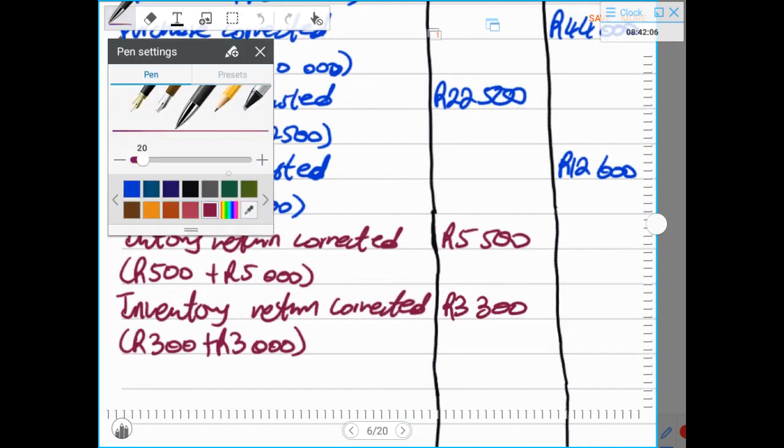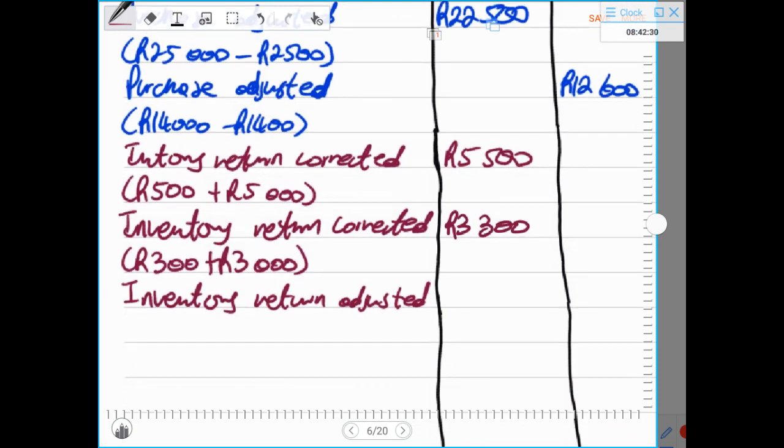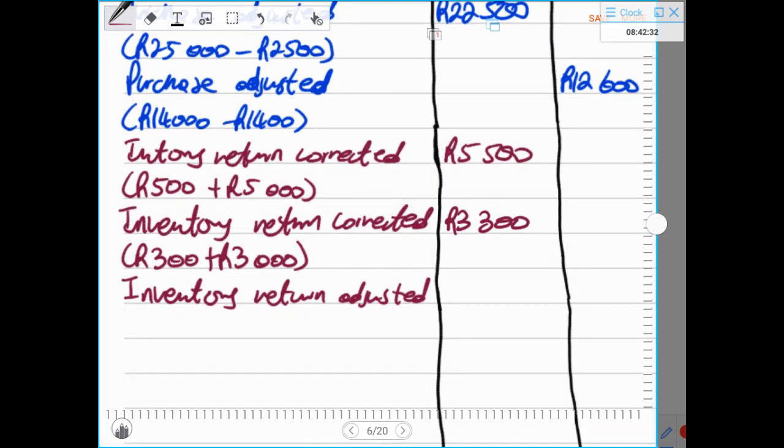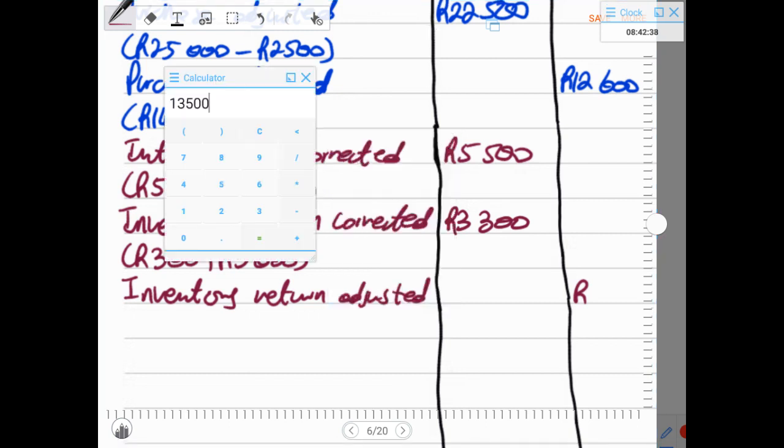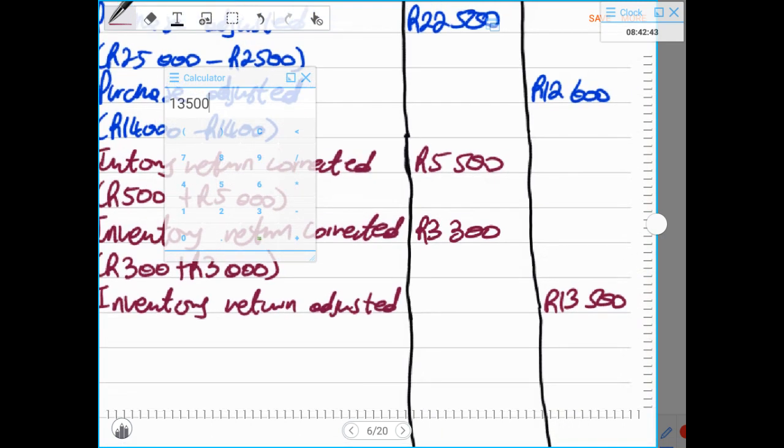So now we have our inventory return adjusted. In this case, it's an adjustment. Take note. And now we said it's understated. Therefore, now we have to add, and we add 13,500 rands. 13,500 rands on the credit side.